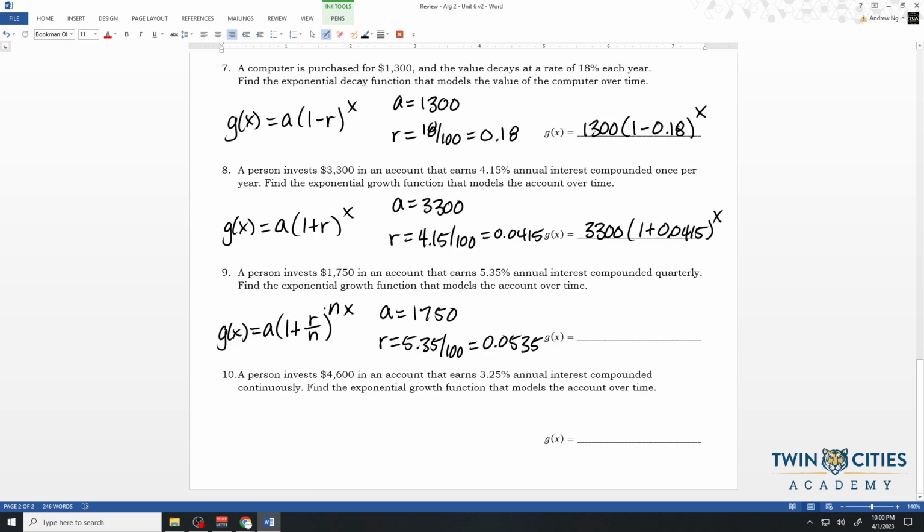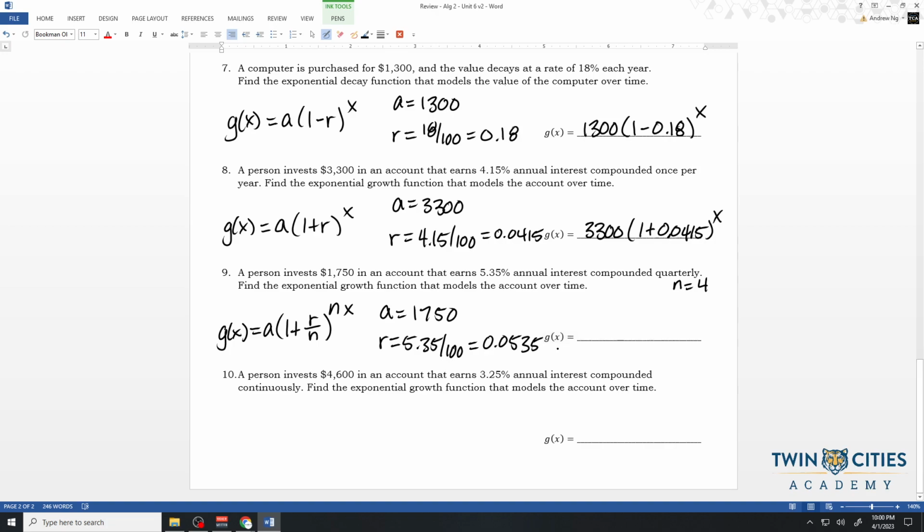N is how many times per year the interest is compounded. So n equals quarterly. There are 4 quarters in a year. If this says semi-annually, then n would be 2. If this said monthly, then n would be 12. If this said daily, n would be 365. So be careful with that. Make sure you're using the right number for n.